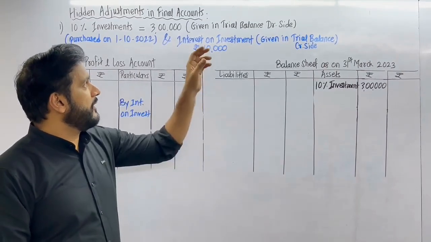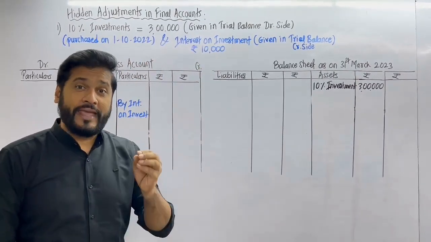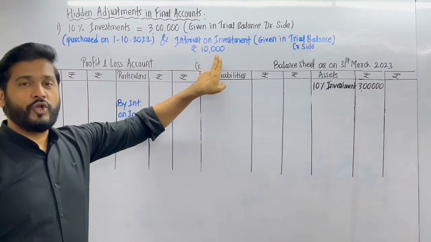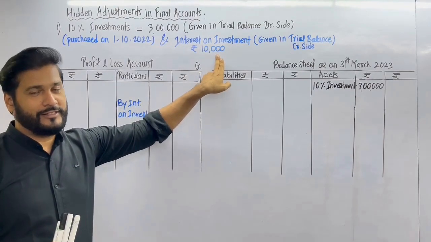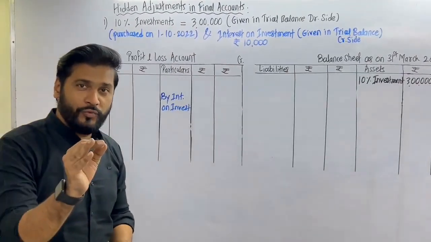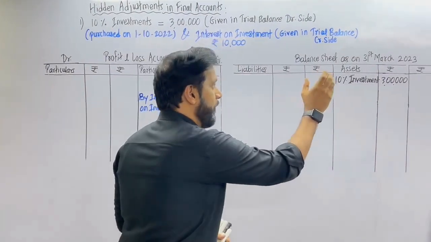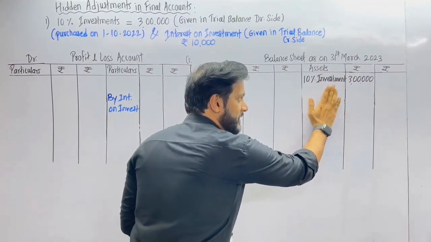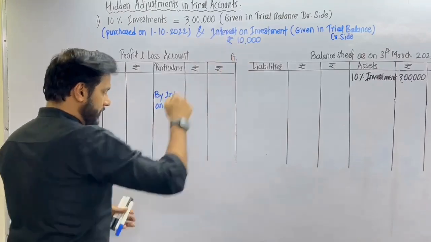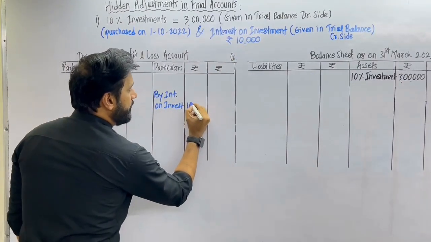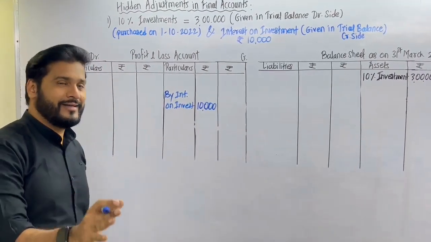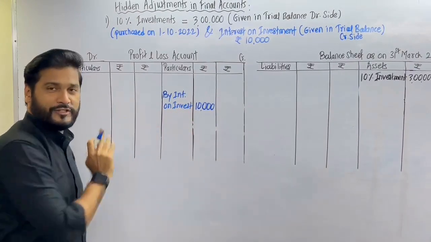In this hidden adjustment, they expect us to calculate the interest receivable, meaning this interest is not the full amount of interest receivable. Okay, suppose the investment was worth 3 lakhs, we will directly write it in the balance sheet asset side as 3 lakh. Then the amount of interest received shown in the trial balance would be shown in the profit and loss account on the credit side as interest on investment.